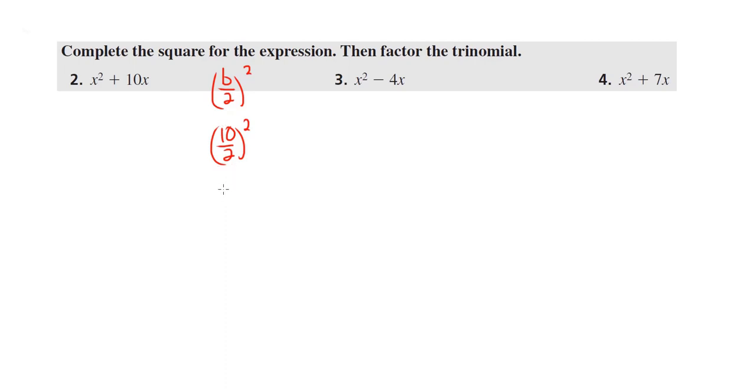So 10 divided by 2 is 5, and 5 squared equals 25. So this is what we're going to add as our c value, 25. So here is our perfect square trinomial. So now let's go ahead and factor it.